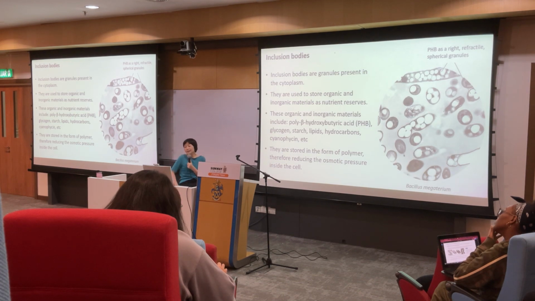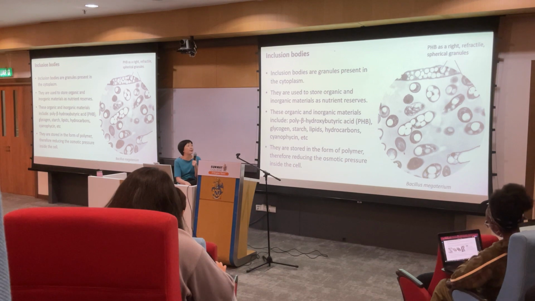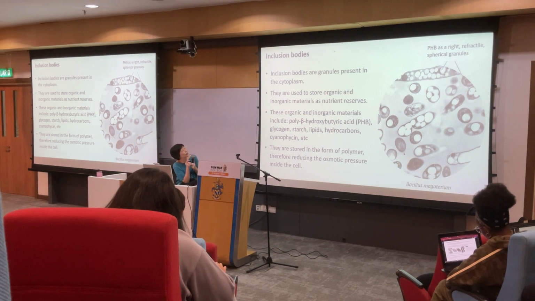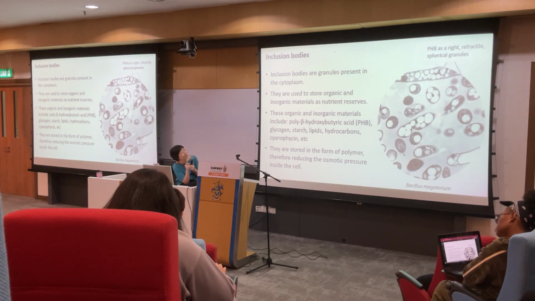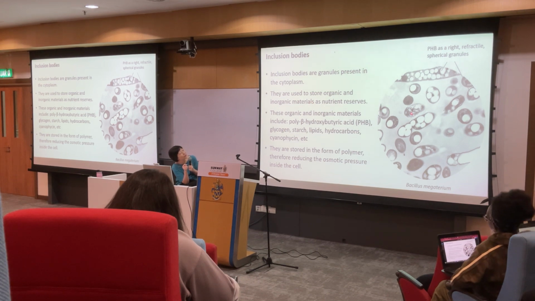Inclusion body. As you look at it, an inclusion body is like our fat cells. It's a granule like this. For our fat cells, we store a lot of fatty acid, but in this granule, for the bacteria, they store organic and inorganic materials. And why do they need to store all the nutrients? Actually, to preserve them for when they come to a tough time.